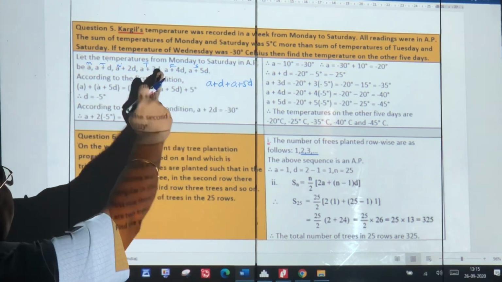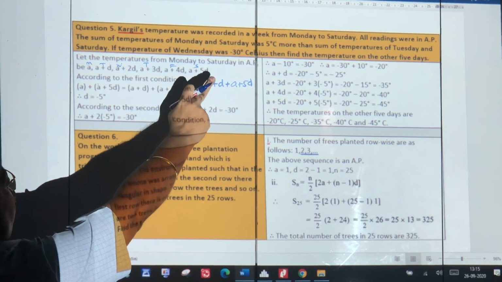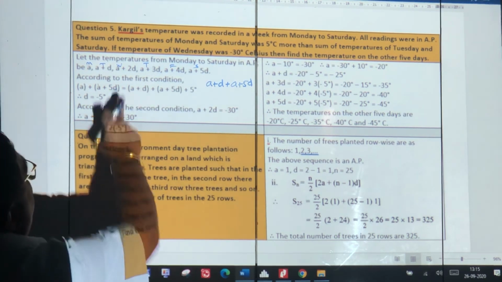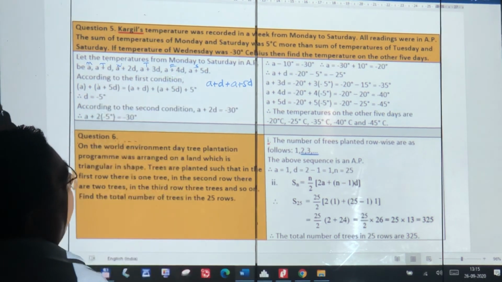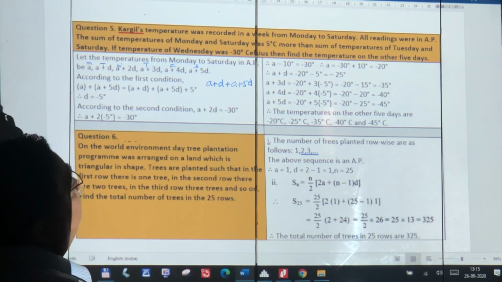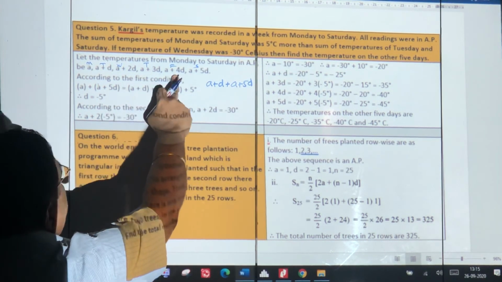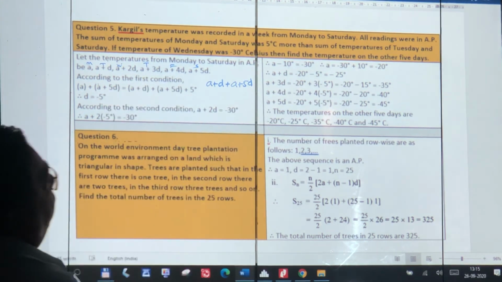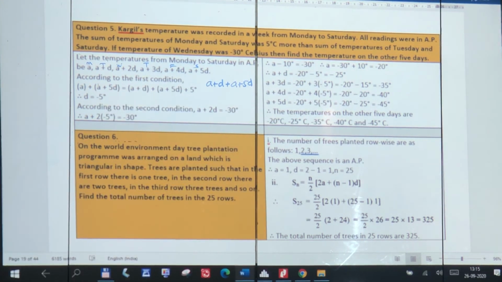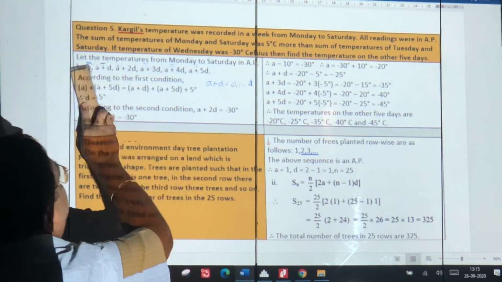Then he tells me Wednesday was this much. Now take out Wednesday and substitute in the formula and you can find it. And he doesn't stop there. Find all other days also. No problem, use these formulas and find for all. Once you know a and d, my friends, you don't need any formula, you just substitute. So this was the trick in the sum.